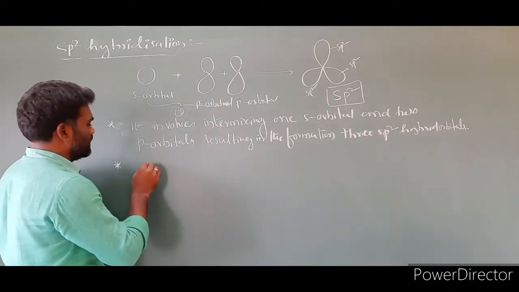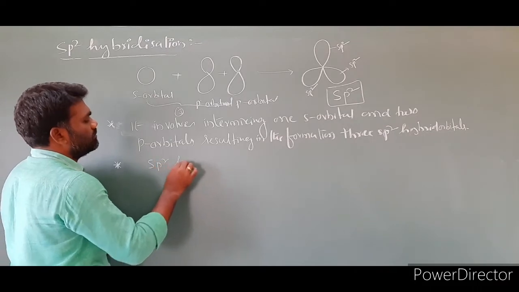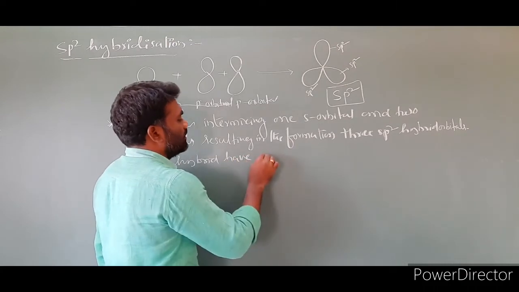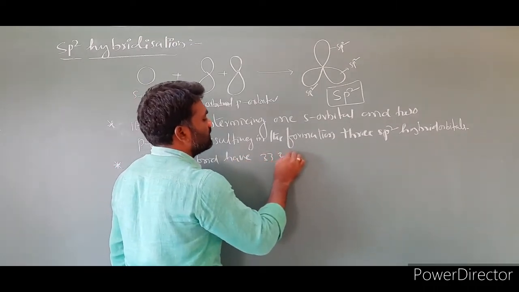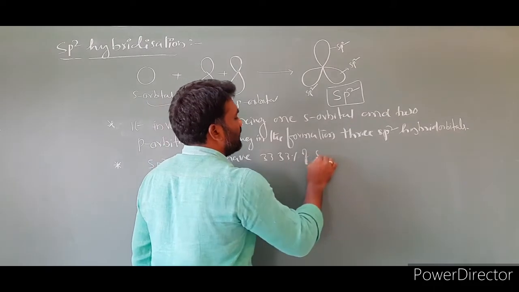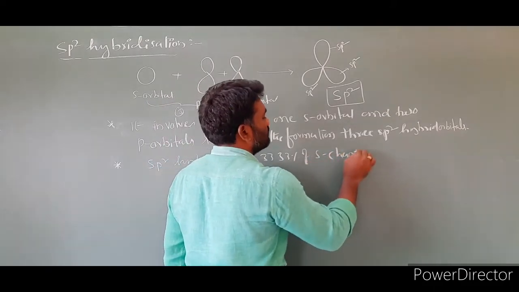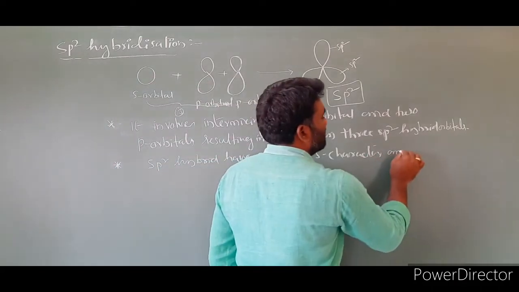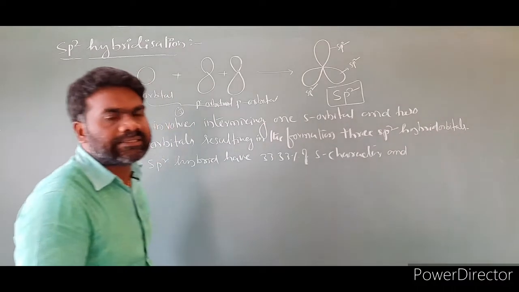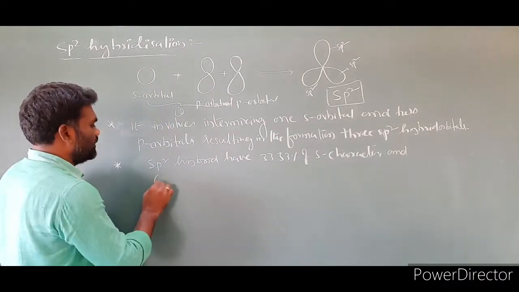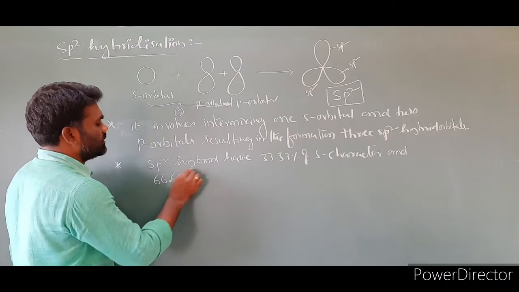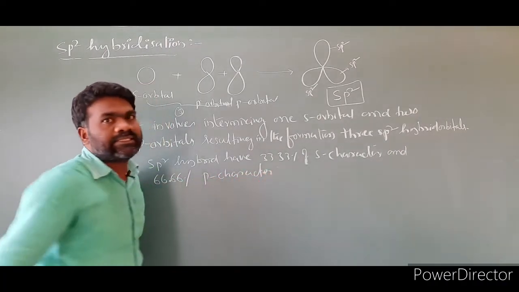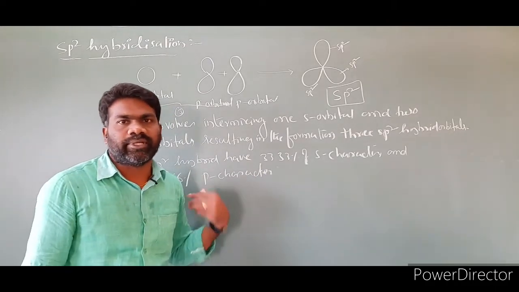The sp2 hybrid orbital has 33.33 percent s character, and each p orbital is 33.33, so the total is 66.6 percent p character. This is the second point.